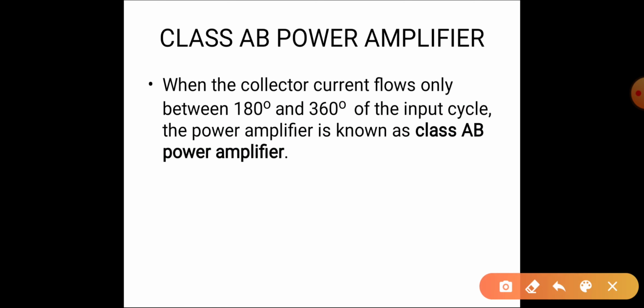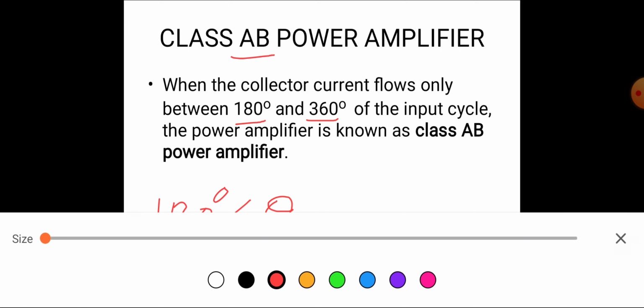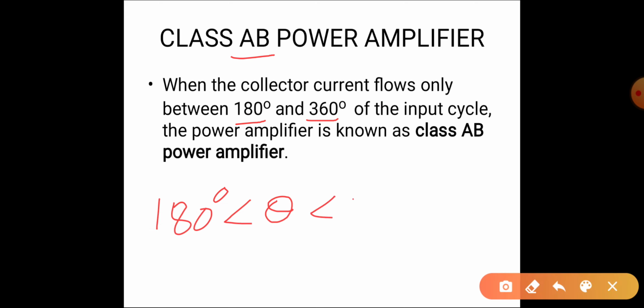Next is the class AB amplifier. You all know that for a class A amplifier the conduction angle is 360 degrees, and for a class B amplifier the conduction angle is 180 degrees. So for the class AB power amplifier, the conduction angle is between 180 degrees and 360 degrees. Meaning, if you consider the conduction angle of an amplifier as theta, it will be greater than 180 degrees and less than 360 degrees.